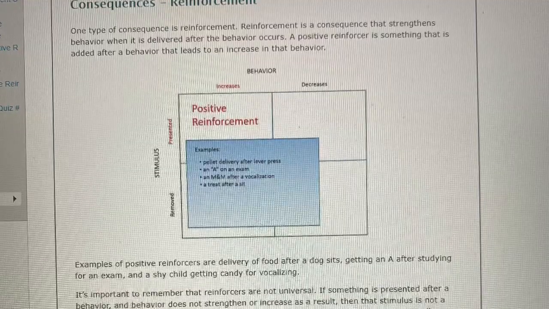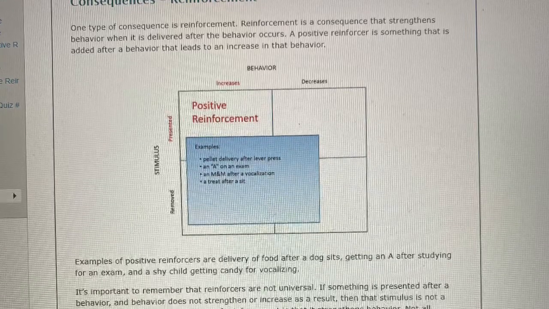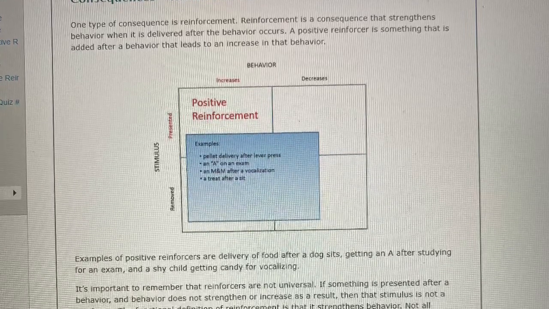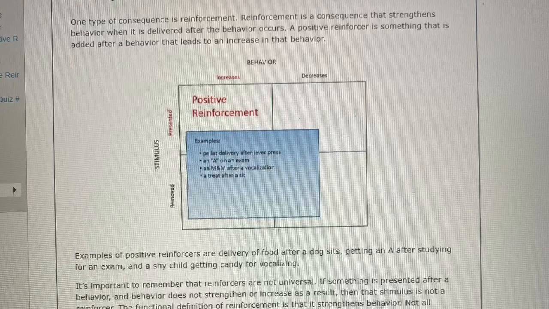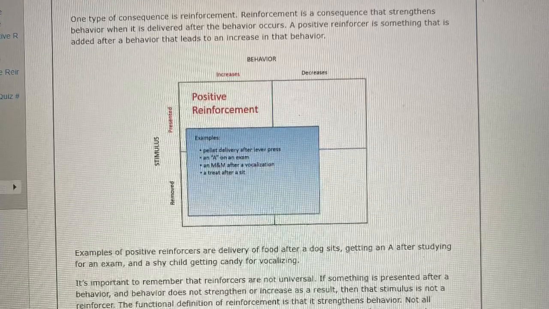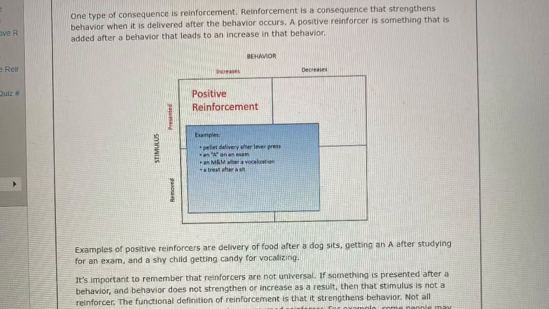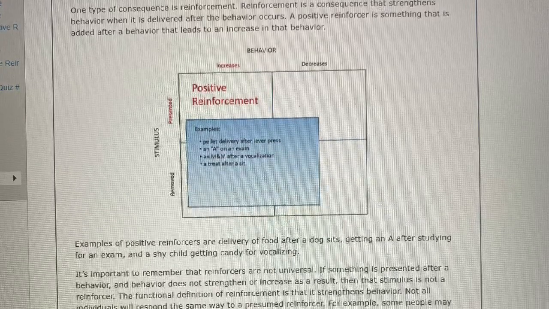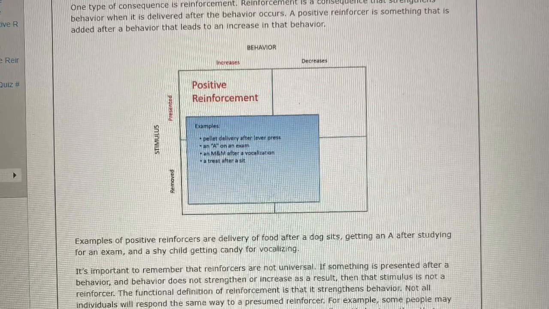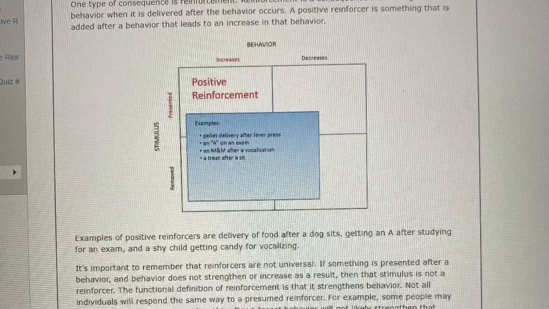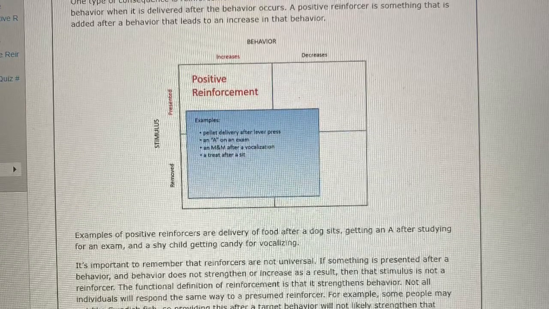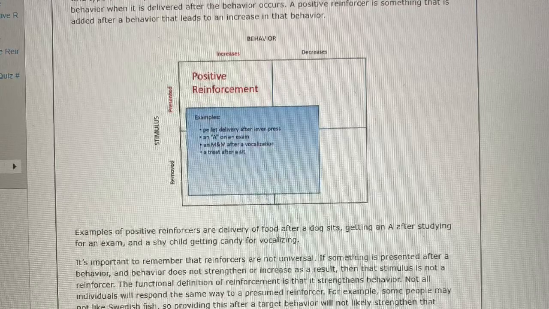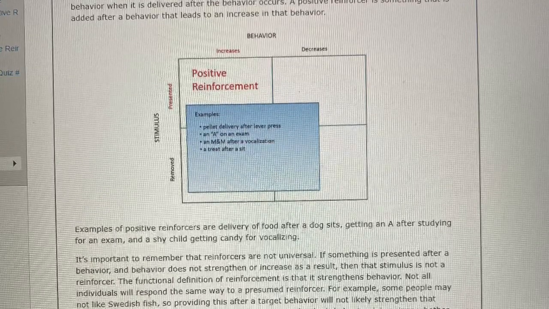One type of consequence is reinforcement. Reinforcement is a consequence that strengthens behaviors when it is delivered after the behavior occurs. A positive reinforcer is something that is added after a behavior that leads to an increase in that behavior. Examples of positive reinforcers are delivery of food after a dog sits, getting an A after studying for an exam, and a shy child getting candy for vocalizing.